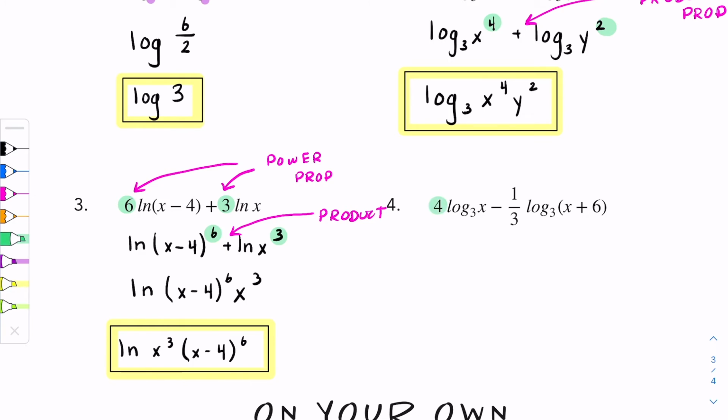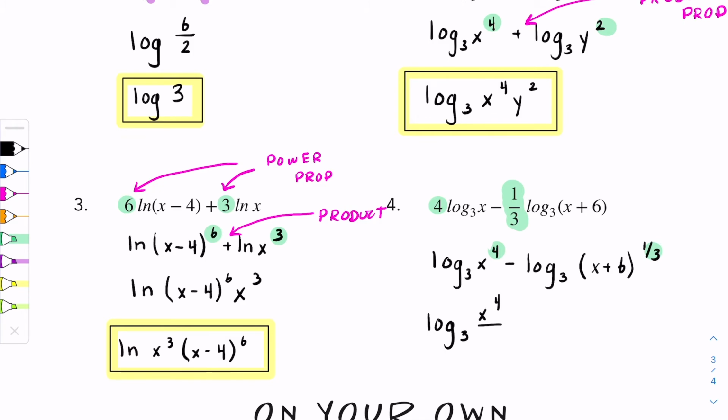Number 4: 4 times log base 3 of x, minus 1/3 log base 3 of x plus 6. Using the power property, we're going to rewrite this as log base 3 of x to the 4th, minus log base 3 of x plus 6 raised to the power of 1/3. Now that I took care of the power property, I have subtraction, which corresponds to division. Log base 3 of x to the 4th divided by x plus 6 raised to the power of 1/3.